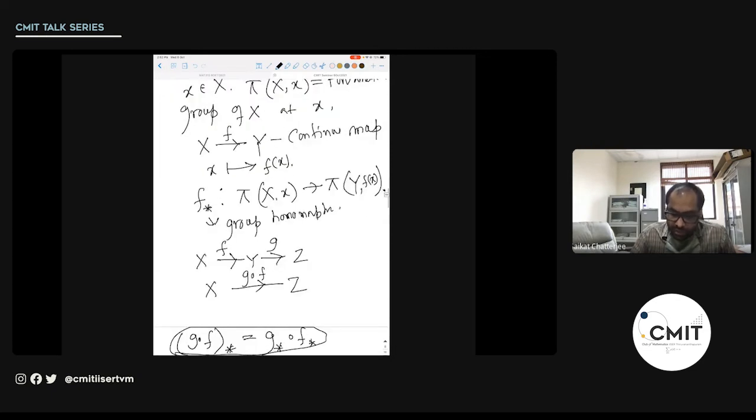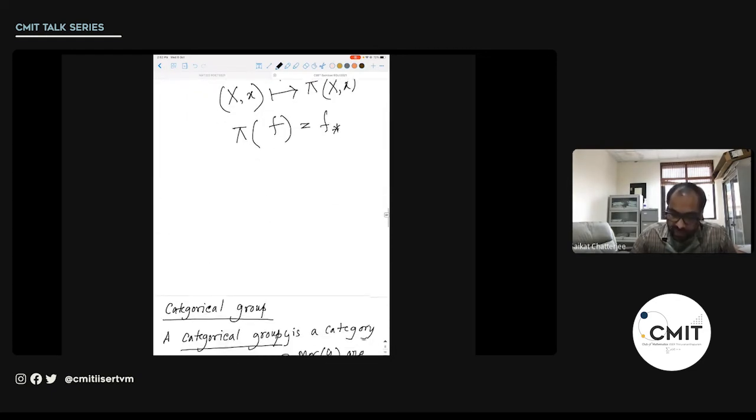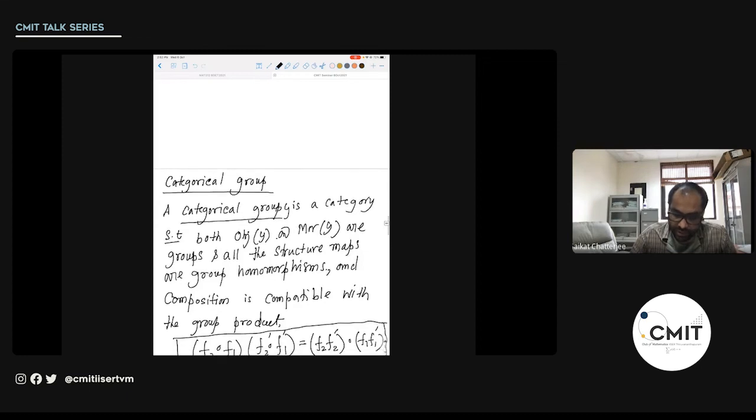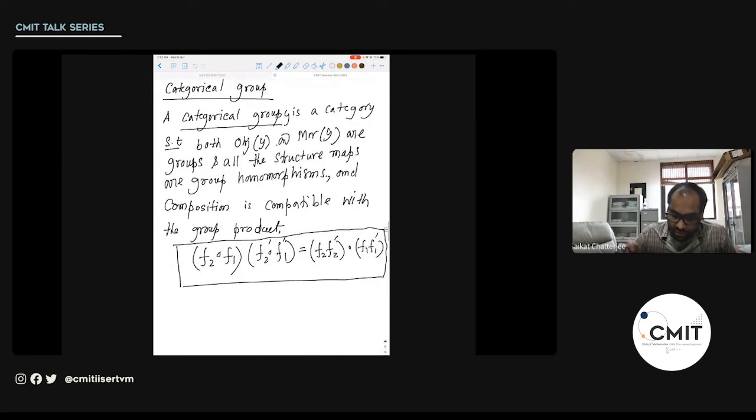Okay, so let us stop talking about category theory for the moment. Let us do one more thing. Let us introduce what is called a categorical group. So a categorical group, first of all, is of course a category, and here, roughly speaking, I am not very precise, basically both the object set and the morphism set have to be groups. And then you have the structure maps.